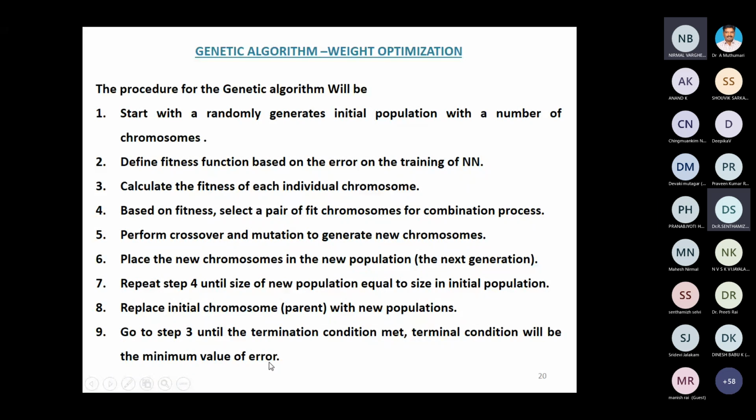So you find the fitness of all the chromosomes, old and new, and where you find the highest fitness value, it will lead to minimum error. Then you stop the iteration process, and then terminate the neural network operation. Okay. Right. This is the genetic algorithm procedure.